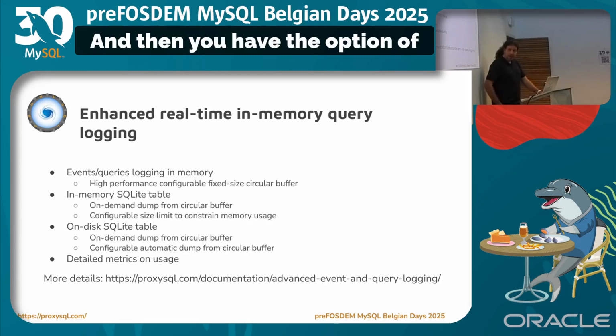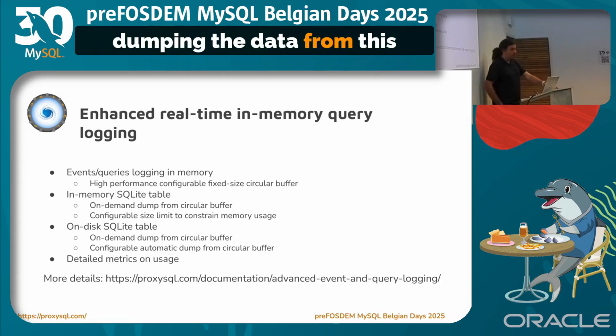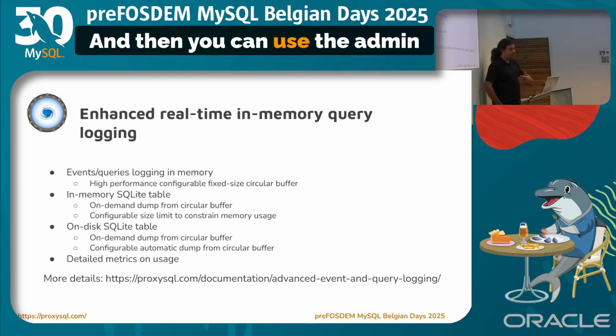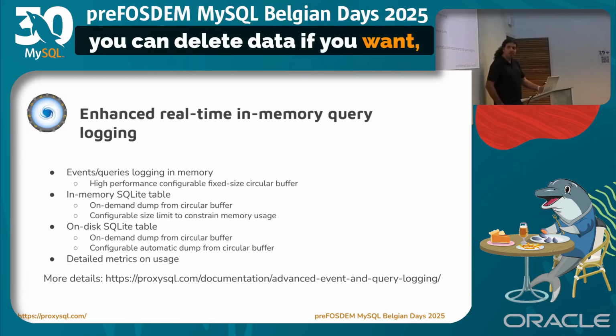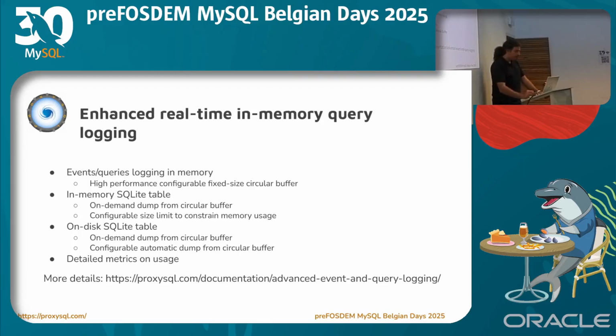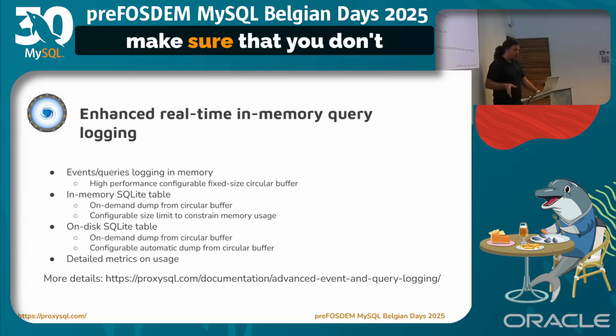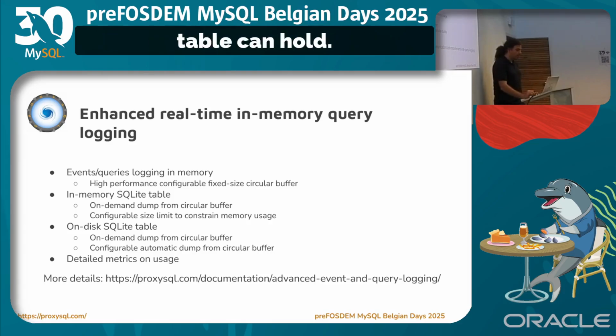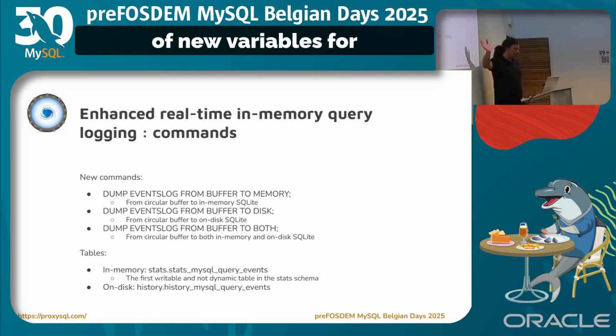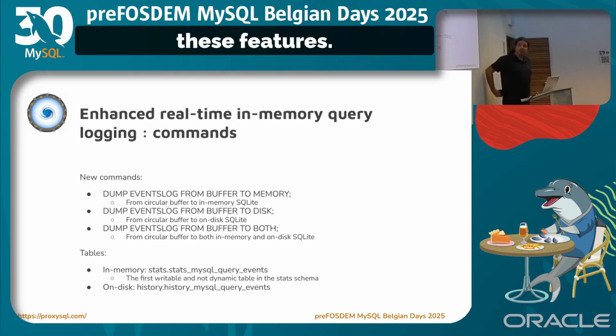And then you have the option of dumping the data from this circular buffer into SQLite, either in memory or on disk. And then you can use the admin interface to query those tables, and you can do any sort of query, like you can aggregate data, you can delete data if you want, and so on. Of course, there are settings to make sure that you don't abuse memory usage. So we have constraints on how much memory those tables can hold.